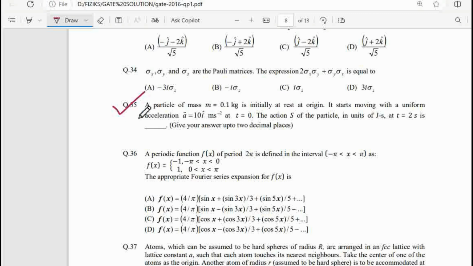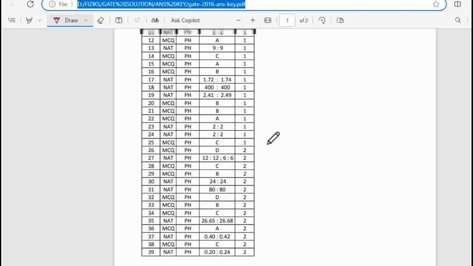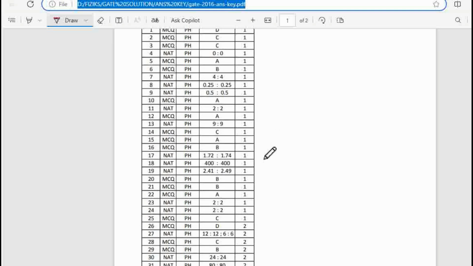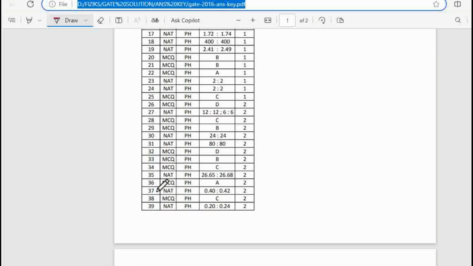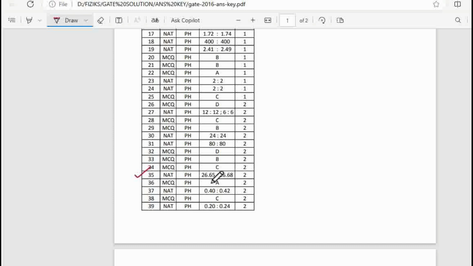The wording is different, and we are asked to find the action at t equal to 2 seconds. If you find the answer to this question, you will get the right answer as 26.66 joule-second. And if you see the official answer key of GATE 2016, question number 35 has been given 26.65 as the right answer.